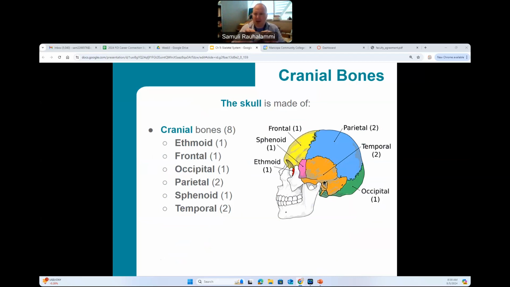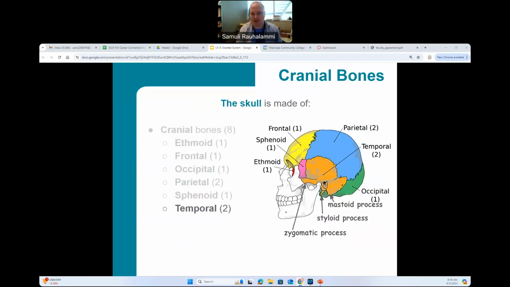From the temporal bone, I do want to highlight a couple of processes that are worthwhile for us to consider. So let's have a look at those. We have a mastoid process, which is a little outgrowth from the bone and an important attachment point for muscles such as the sternocleidomastoid muscle. We also see the very sharp styloid process. And we can also see the zygomatic process coming out, which forms the zygoma going towards the cheekbone.